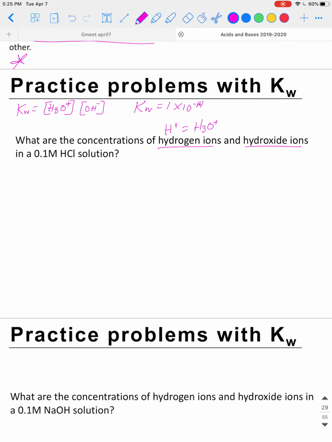So what are the concentrations of hydrogen or hydronium ions and the concentration of hydroxide ions in a 0.1 molar HCl solution? Okay, how do we go about answering this? First of all, whenever you have a problem like this, you need to ask yourself, step number 1, what kind of acid or base is this? When you are dealing with acid-base problems, you need to identify, is this a weak acid or a strong acid? Is this a weak base or a strong base?